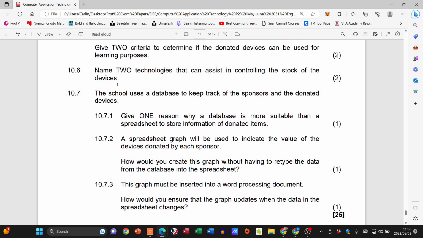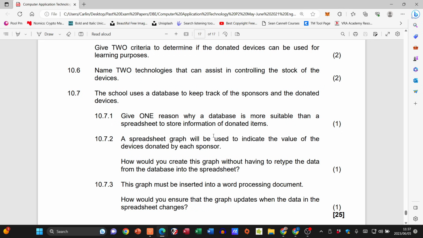Right, and my last one, 10.7, the school uses a database to keep track of the sponsors and the donated devices. Give one reason why a database is more suitable than a spreadsheet to store information of donated items. Well, I can easily capture it. I can pull queries from it. I can easily do reports from it. I can use functions in my report. Remember all of the things that we don't like to do in Access? Yes, I can do all of those things in there, whereas I can't do that in my spreadsheet. So it is more suitable.